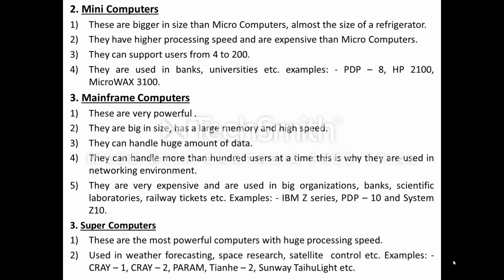Now they can handle a huge amount of data, a very large amount of data these computers can handle. They can handle more than 100 users at a time. This is why they are used in networking environments. Mini computers can only handle up to 200 people, but this mainframe computer can handle hundreds of users at a time. Okay, they are very expensive and are used in big organizations like banks, scientific laboratories, railway tickets, etc. Examples are IBM Z series, PDP-10 and System Z10.